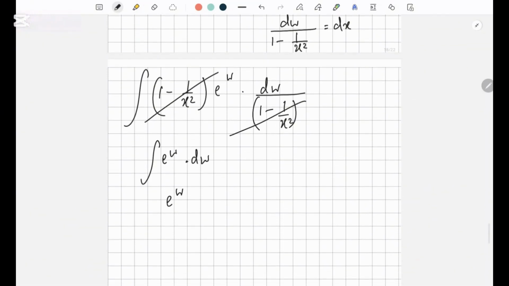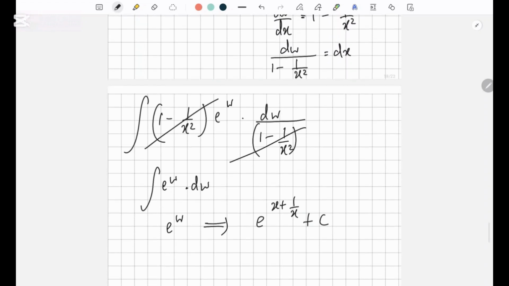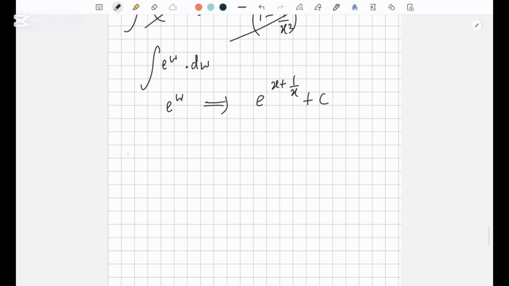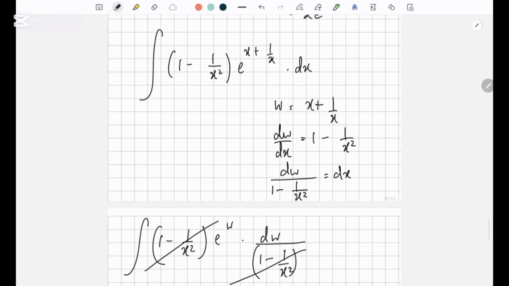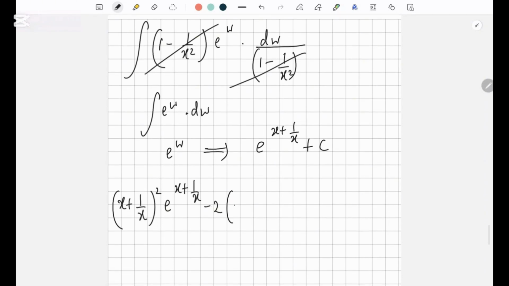So that's e to the power w, meaning the answer for that part of our question is e to the power x plus 1 over x, plus c. Now you can add your c. Now our final answer is going to be (x plus 1 over x) squared e to the power x plus 1 over x, minus 2 into (x plus 1 over x) into e to the power x plus 1 over x.